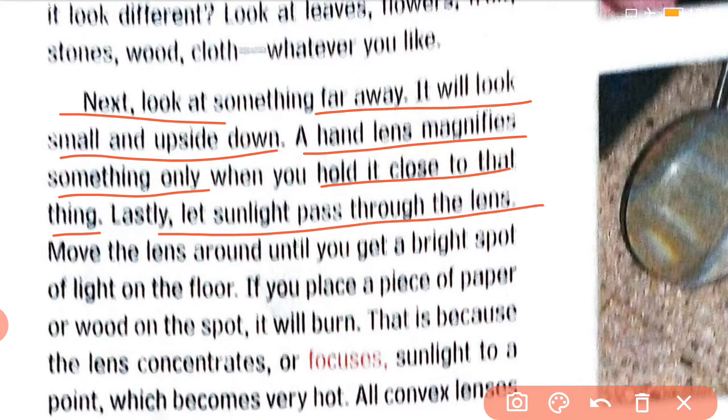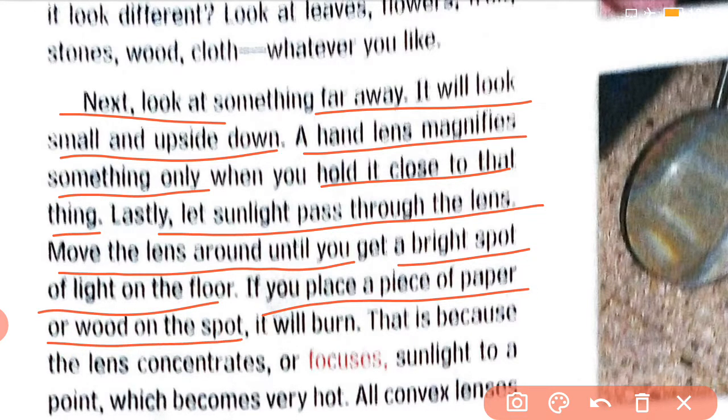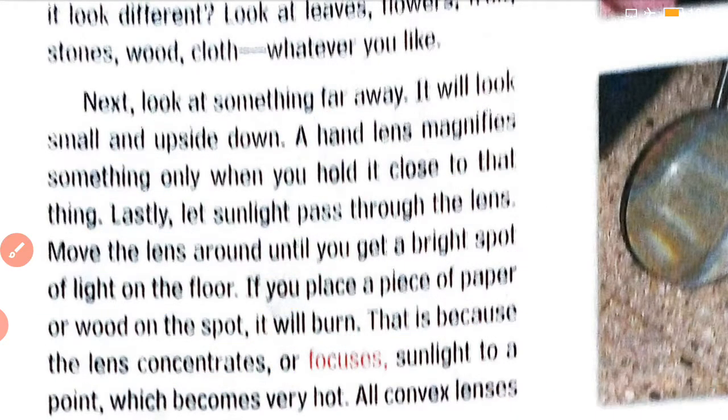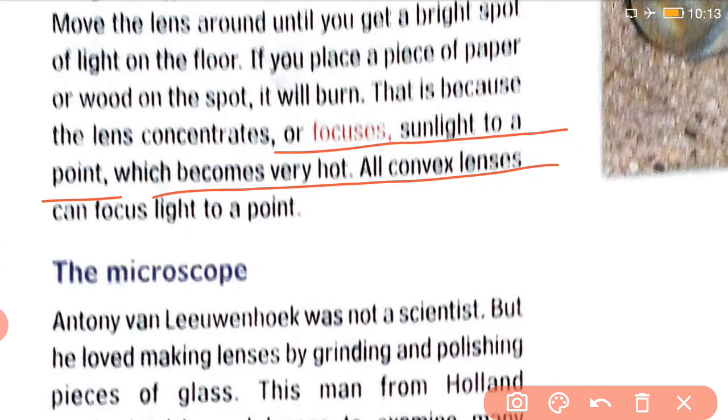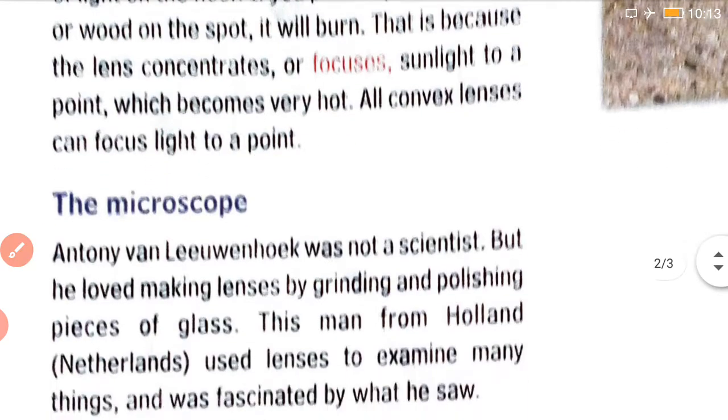Lastly, let sunlight pass through the lens. Move the lens around until you get a bright spot of light on the floor. If you place a piece of paper or wood under it, it will burn. That is because the lens concentrates or focuses sunlight to a point which becomes very hot. All convex lenses can focus light to a point.